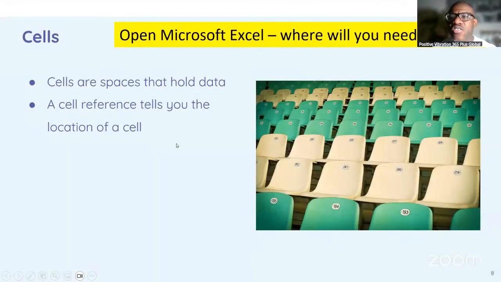So the next thing you need to know when it comes to spreadsheets is what cells are. Now, cells are the spaces that hold data. A cell reference tells you the location. So let's go again. Cells are the spaces that hold data. When you look at a spreadsheet, I want you to think about it like how we have chairs, yeah? So if we decide to make Katrina sit down on number 262, this is the cell. The location of this is going to be the cell reference.